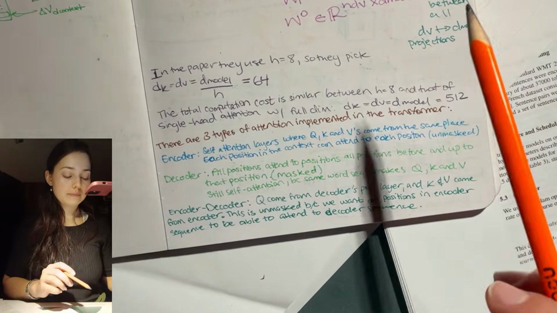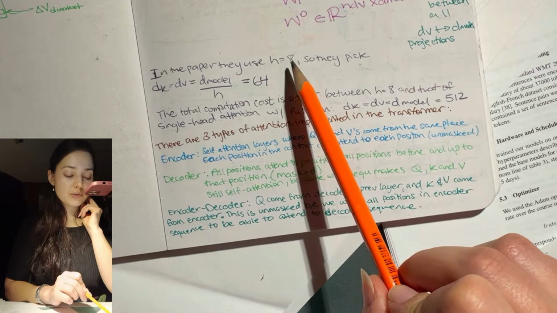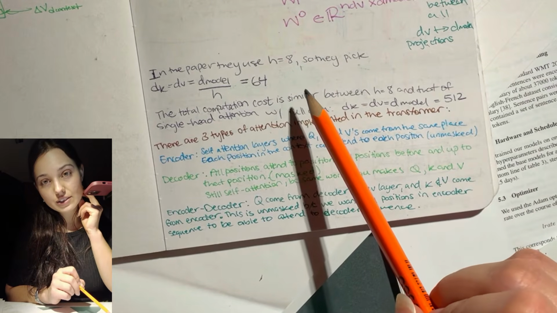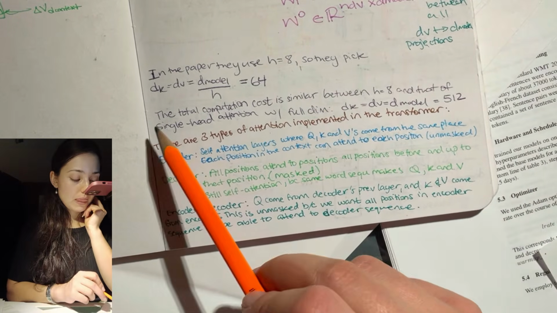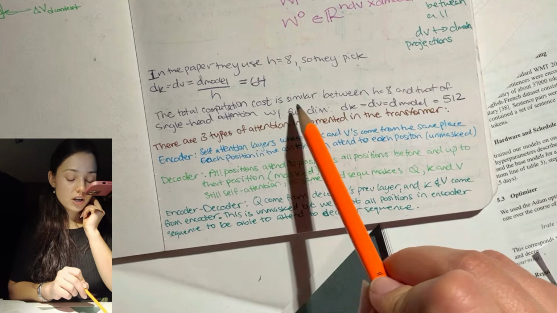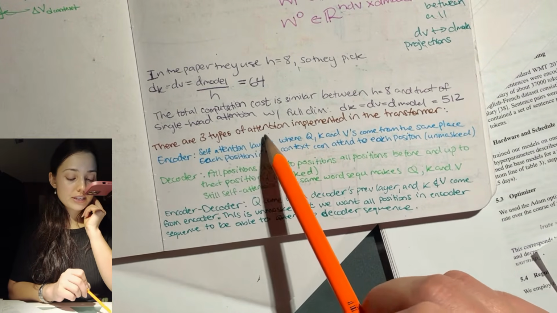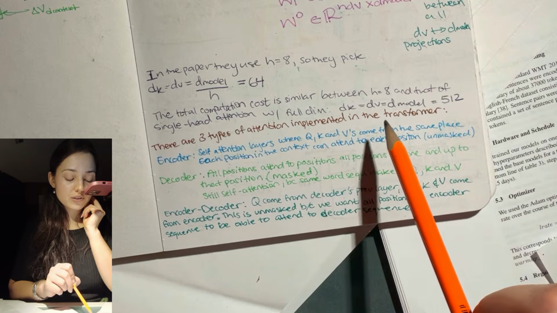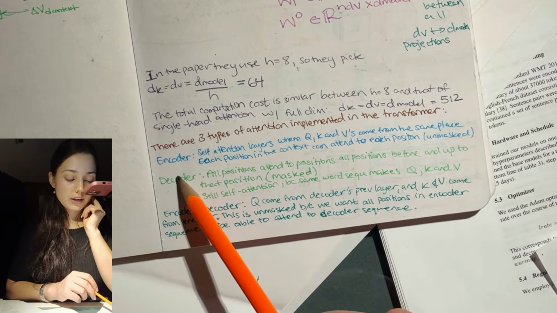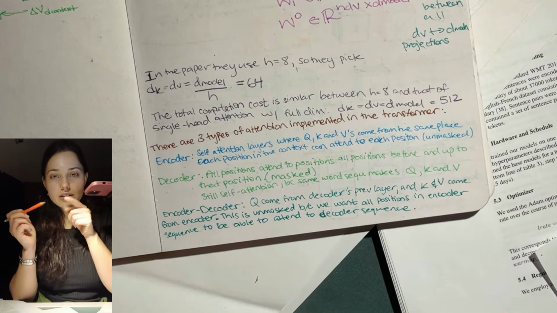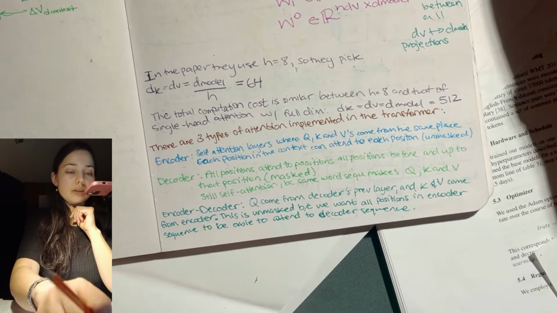Okay. In the paper, they use H equal to 8, which means in each multi-head attention, they ask 8 questions. The total computation cost is similar. This is what I've talked about. There are 3 types of attention implemented in transformers: in the encoder, in the decoder, and this intersection between the encoder and decoder.